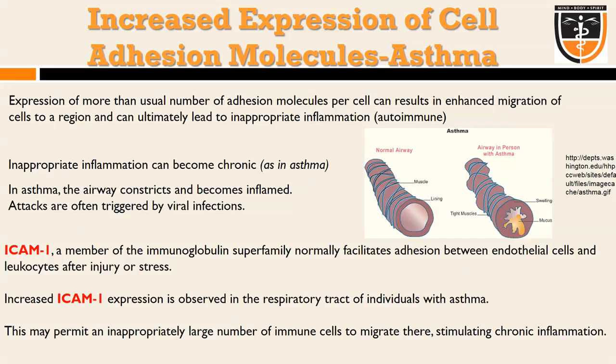They will actually have increased expression of ICAM1. You remember what ICAM1 is? Immunoglobulin superfamily member. So these cells, specifically blood vessels in their lungs, their endothelial cells, will have a large amount of ICAM1 overexpressed. What the ICAM1s do is grab the white blood cells as they pass by, and they stimulate inflammation.